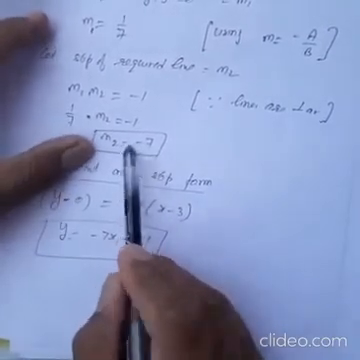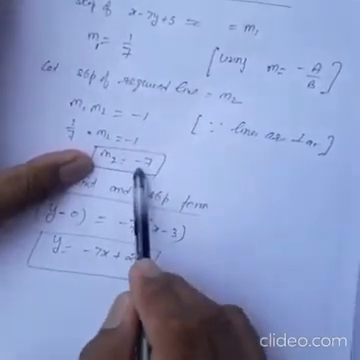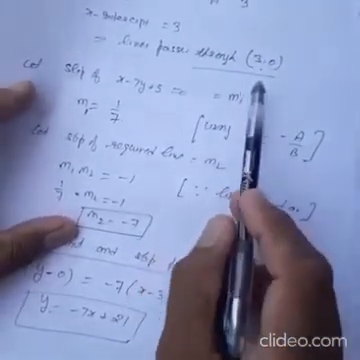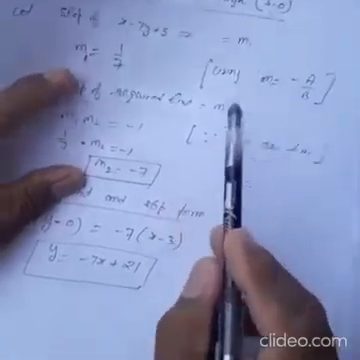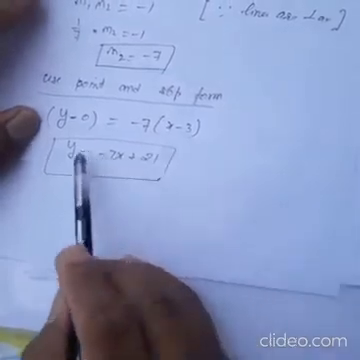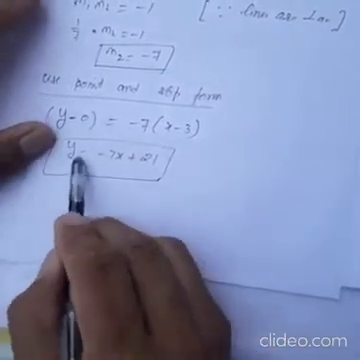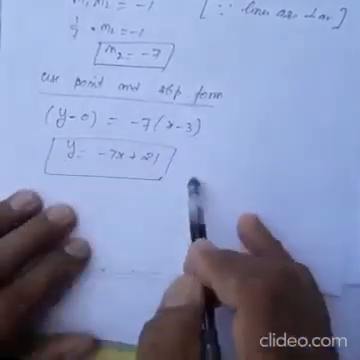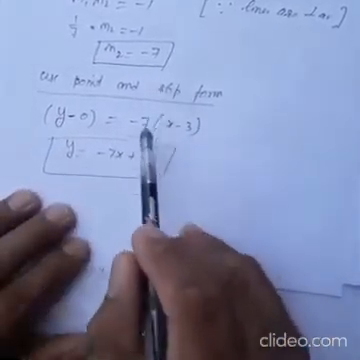Now this is the point and this is the slope, and this is the point on the line. So use the one point form of the line, put values in the formula and calculate the answer. It will be y is equal to minus 7x plus 21. This was question number 8. I hope it is clear.